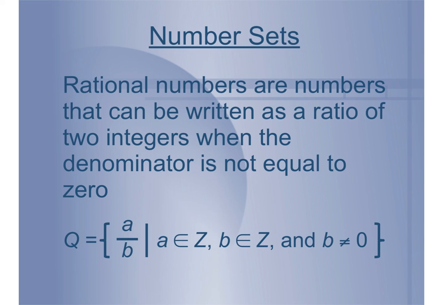So as long as the denominator is not equal to 0, it's any number that can be written as a fraction. Now what this does is this includes every number we just talked about, right? If I have the number 3, I can write it as a fraction. How can I write 3 as a fraction?